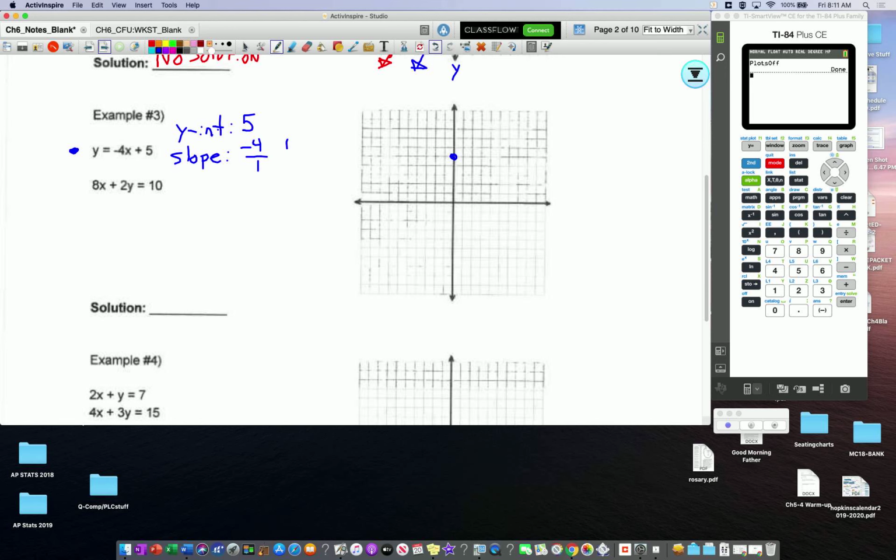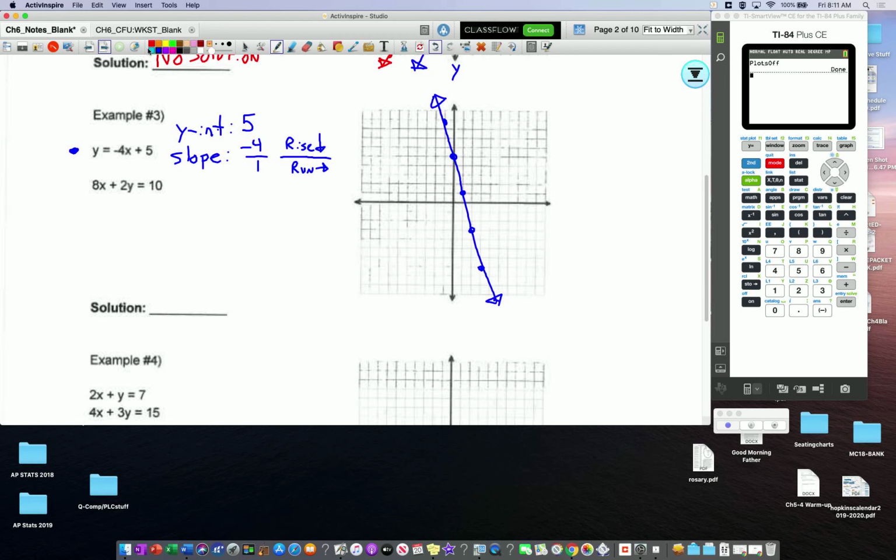So that means I'm going to rise, meaning I'm actually going to go down 4 while I run 1. So I'm going to go down 4 to the right 1, down 4 to the right 1, down 4 to the right 1. Kind of ran out of space. I could go up 4 to the left 1. So I connect my points. Look at how beautiful that line is.